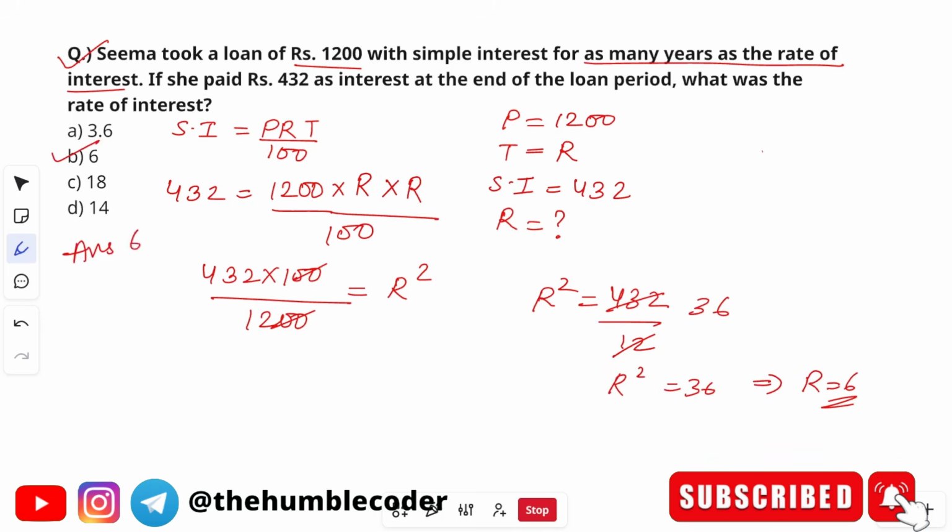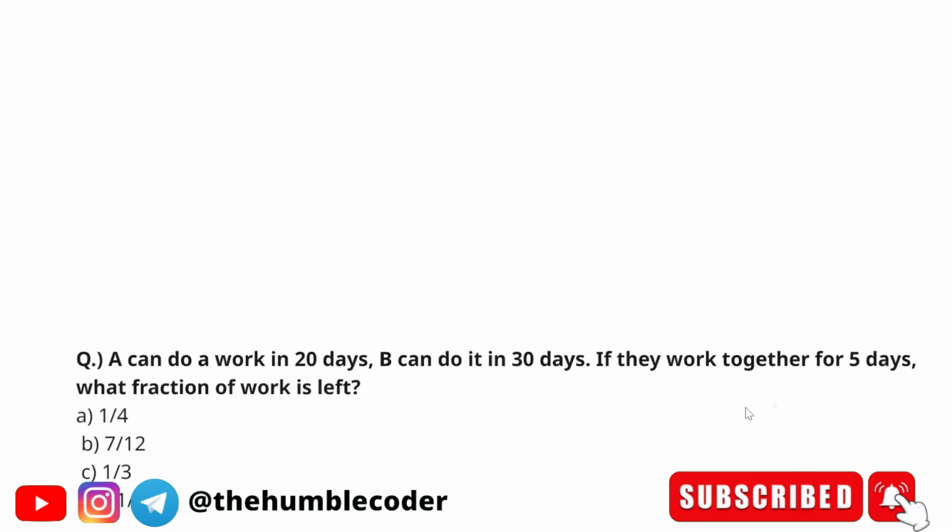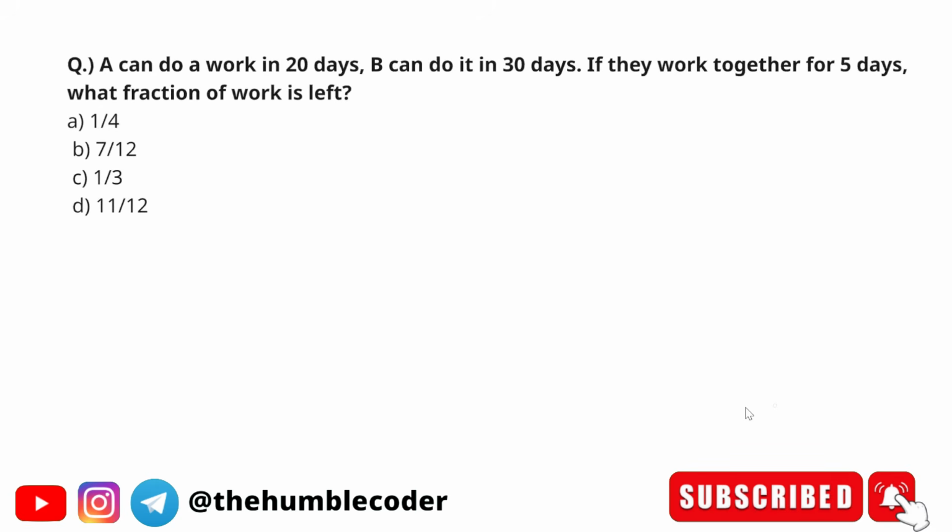So the correct answer for this question will be option number B, which is 6, okay. Correct answer is option number B. Let's now move on to the next question. So we have this as the next question. Let's read it out first of all.